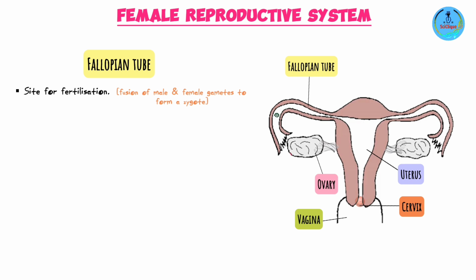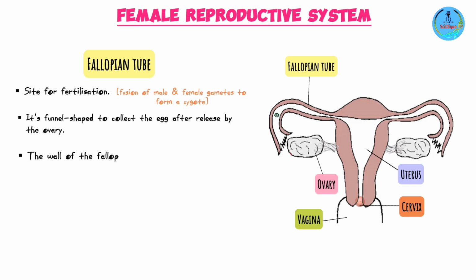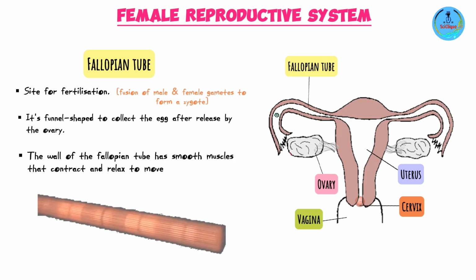Now if you look at the fallopian tube, you'll notice that number one, it's tube-like, and that at the end of its opening, it's funnel shaped. Now this is important because this shape allows it to collect the egg that is being released by the ovary. So as mentioned before, the fallopian tube facilitates the movement of the egg towards the uterus. Now this is helped by the following structures. Number one is that the wall of the fallopian tube has smooth muscles. These muscles contract and relax to generate a force that pushes the egg towards the uterus.